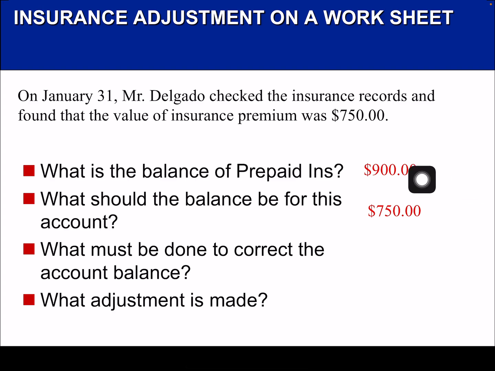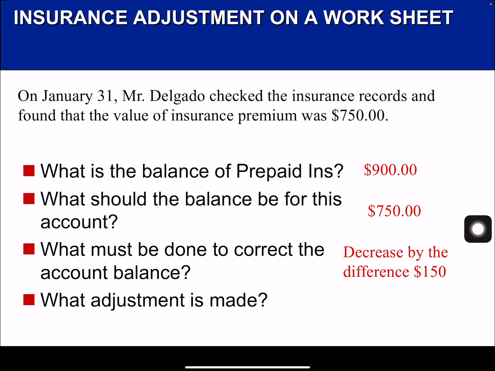What must be done to correct it? $900, it went down to $750, so we're going to decrease the amount of our prepaid insurance by $150. $900 minus $750. What adjustment is made? We're going to debit an expense and we have to credit our asset, prepaid insurance.